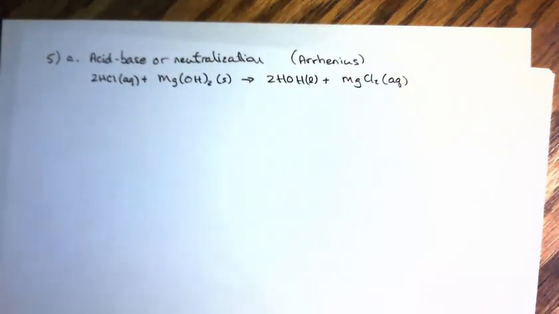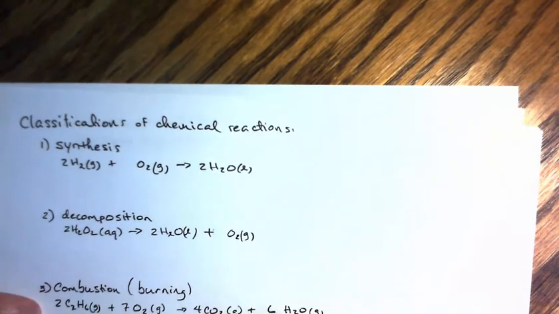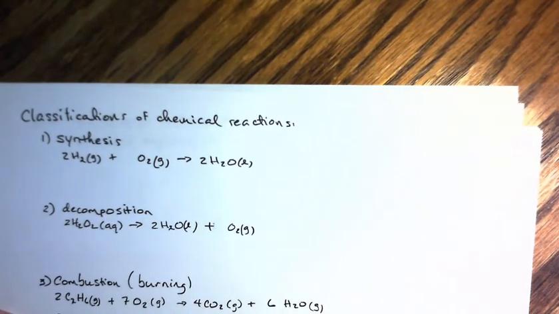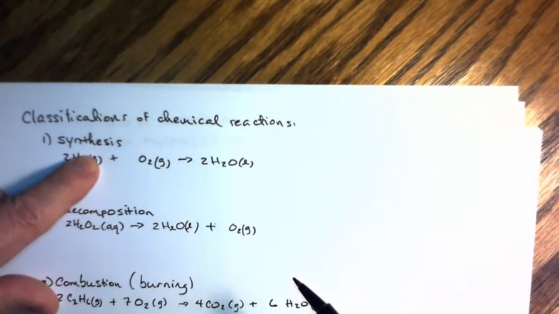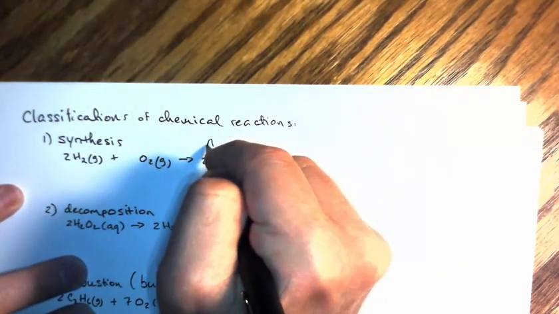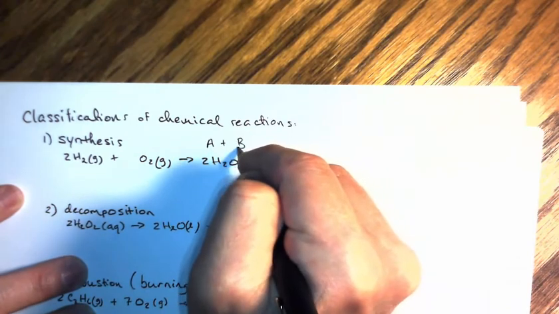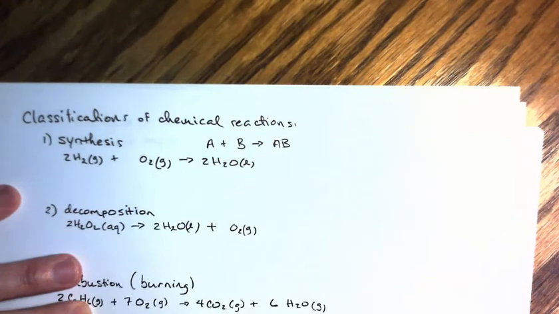All right, so we have examples of all the types of equations, the classifications of equations we need. I want to write a general form for all of these. Something that sort of defines what these types of equations are in a general way, okay? Since synthesis is always putting two things together to make something larger or more complex, we could say that's A plus B yields AB. Does that make sense?